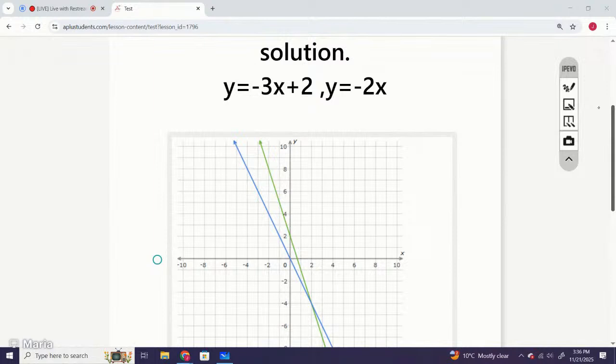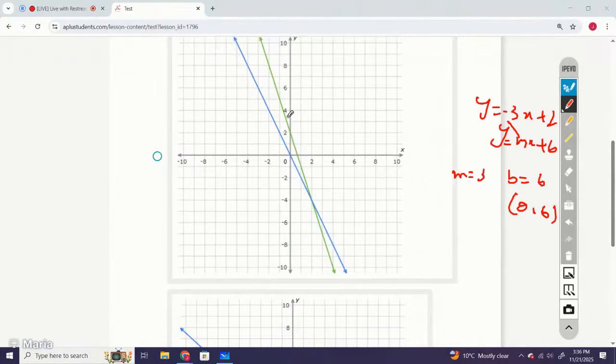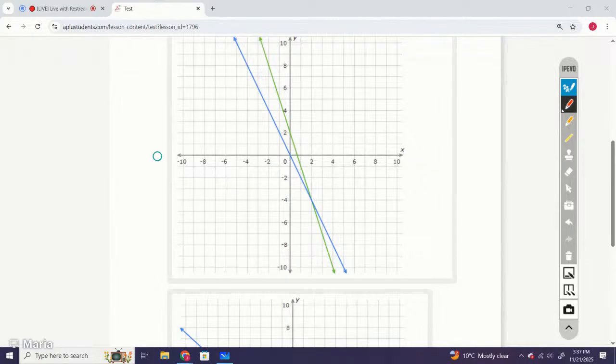Now let's look at these two lines on the graph. Let's see which one has 0 and negative 6, right? Negative 6, no, that is not the correct option. Look at the second one.